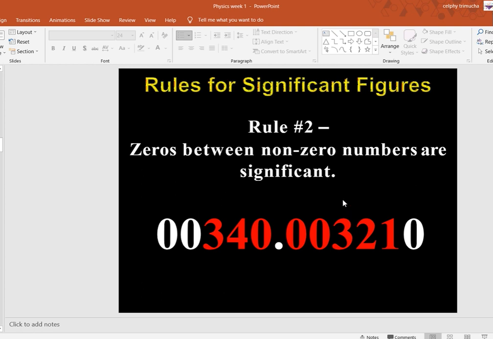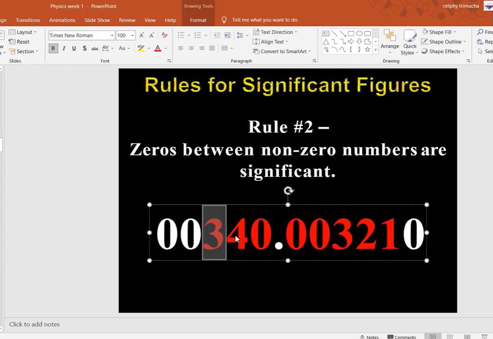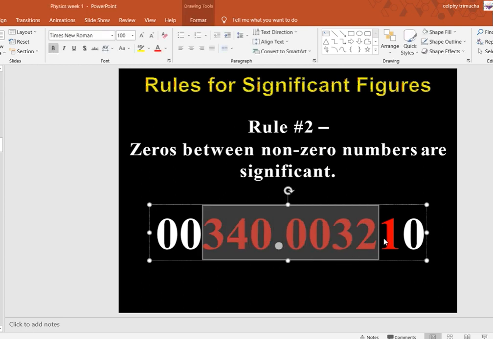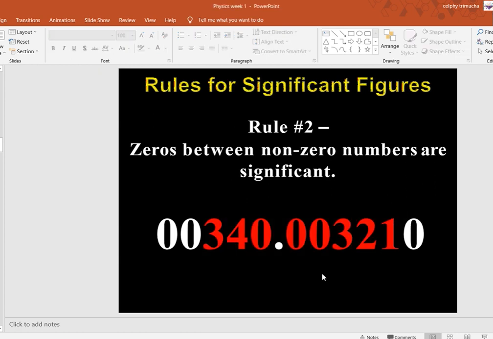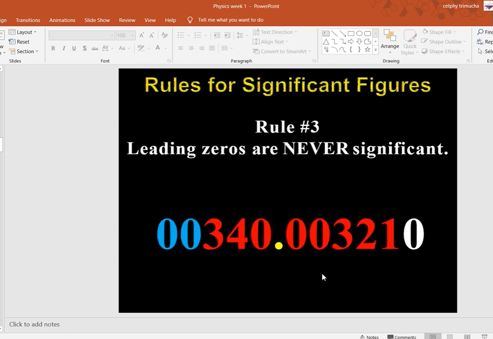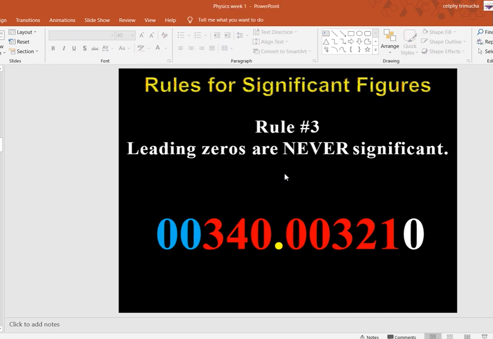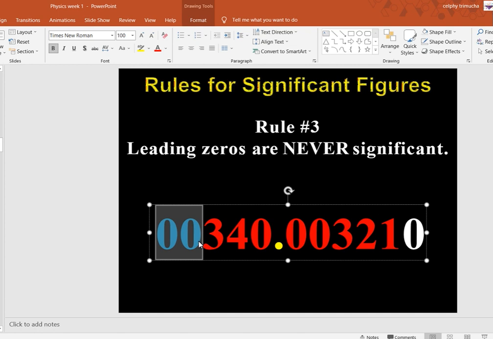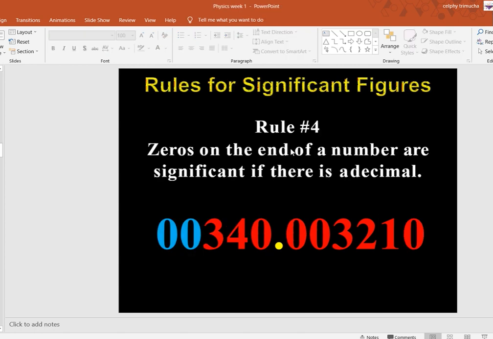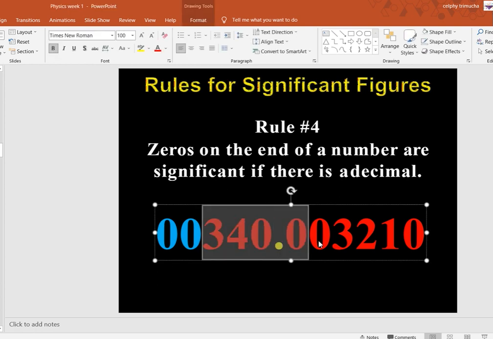All zeros between non-zeros are also significant, like in 3003 or 00321. So these are significant. As we said earlier, leading zeros are never significant. That means the two zeros before it are not significant. Zeros on the end of a number are significant.